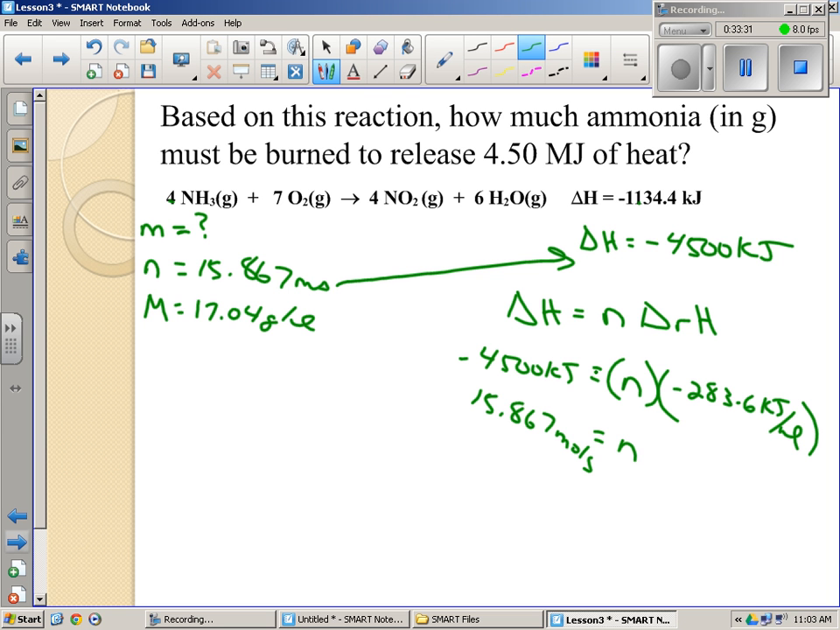And once again, you could have used the ratio proportion, cross multiply and solve if you want to. Well, I know that this is 15 moles. I know the molar mass is 17.04 grams per mole from NH3, of course. Multiplying those two together, you will get a mass of 270 grams. That is how much NH3 you'd have to use in this combustion reaction to get 4,500 kilojoules of energy produced, or 4.50 megajoules. Okay?